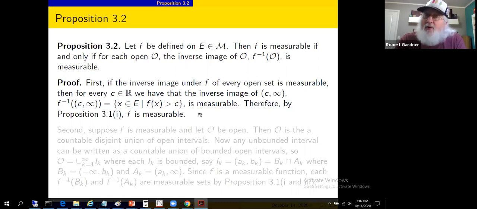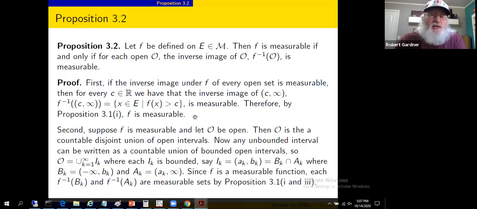Now that part was easy. Now we need to reverse it and say, suppose f is measurable, and let O be an open set. We want to show the inverse image of O is measurable in the second part. Well, you like intervals, don't you? I know what open intervals look like. I know open sets are made out of open intervals. And there's been a lot of talk about open intervals here in this definition of measurable functions.